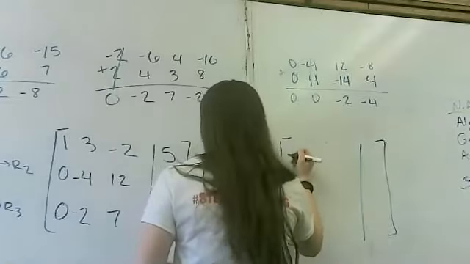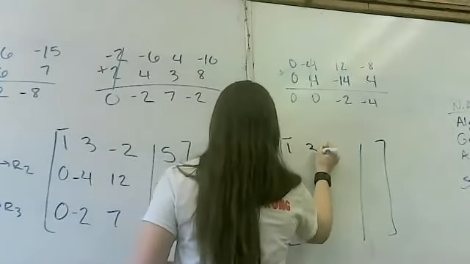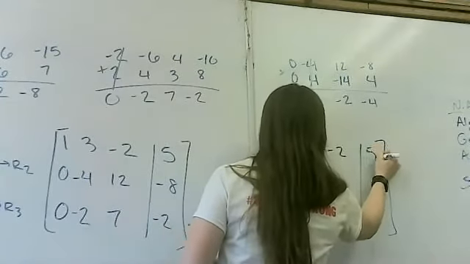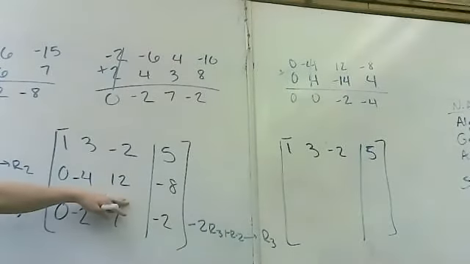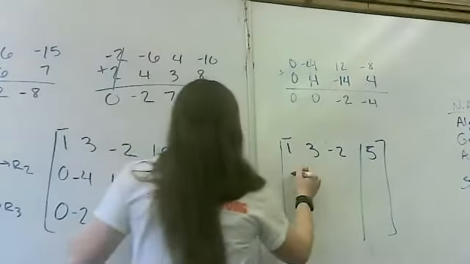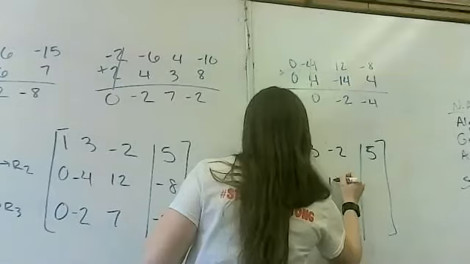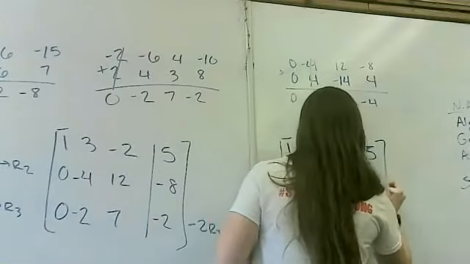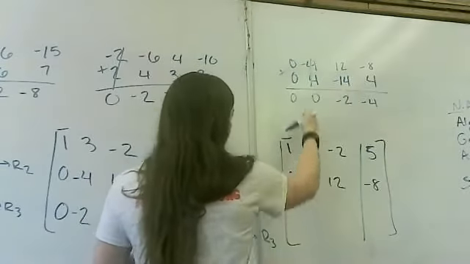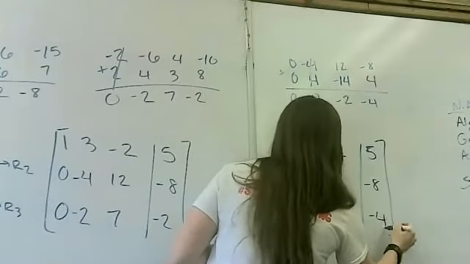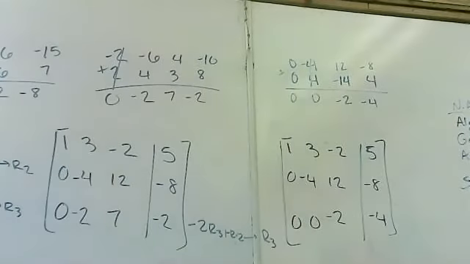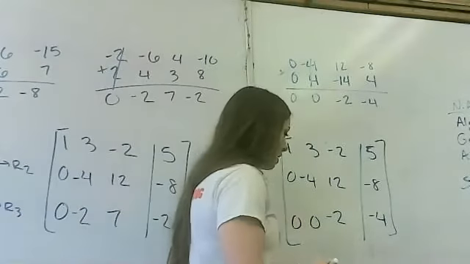All right, so my row 1 has stayed the same the entire time: 1, 3, negative 2, 5. My row 2 has not changed since this last matrix, so it is still 0, negative 4, 12, and negative 8. My new row 3 is right up top: 0, 0, negative 2, negative 4. At this point, I can finally start solving.